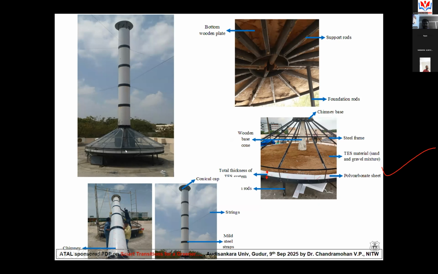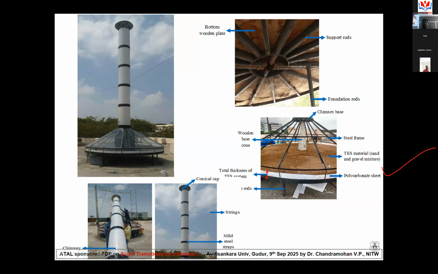On the bottom of this panel, we are keeping some storage material. The energy can be stored if you keep proper energy storage material. Here we are using a mix of sand, rock and gravel as the energy storage material, and on top we are keeping a copper absorber plate. The copper will absorb the solar energy and store the heat energy with the help of this sand and gravel.